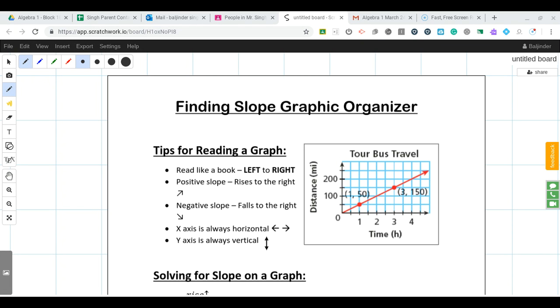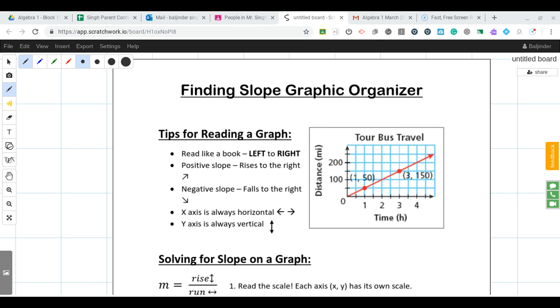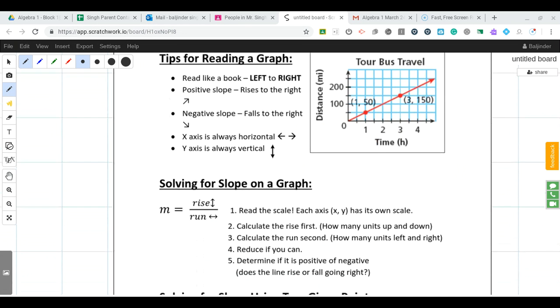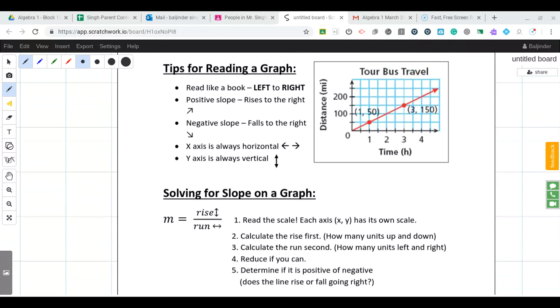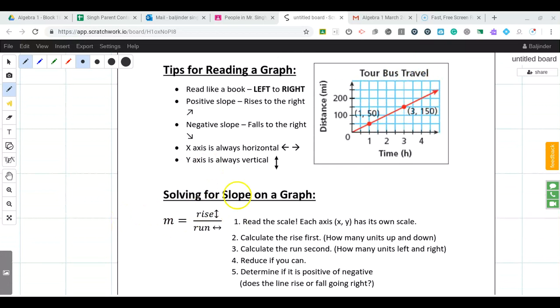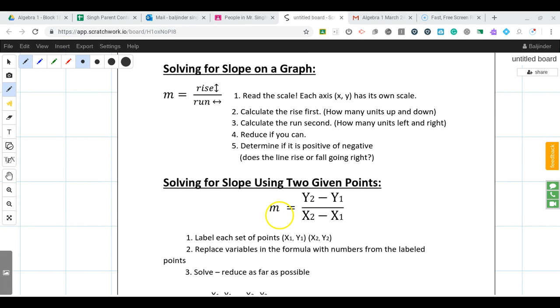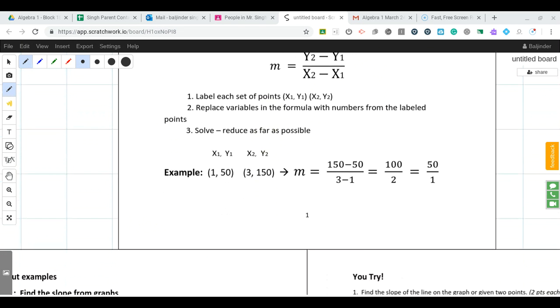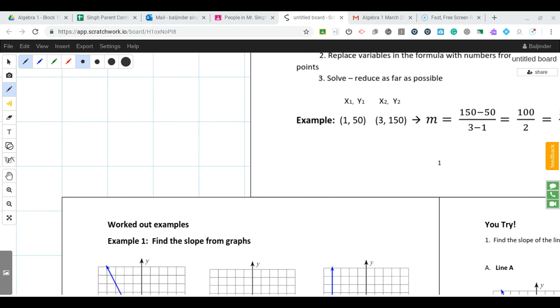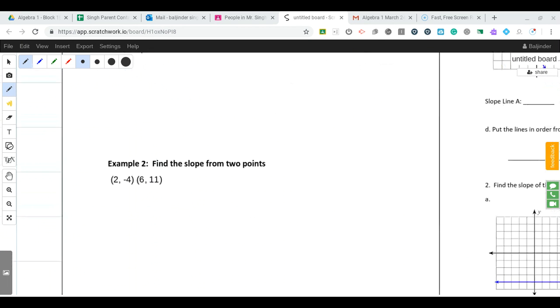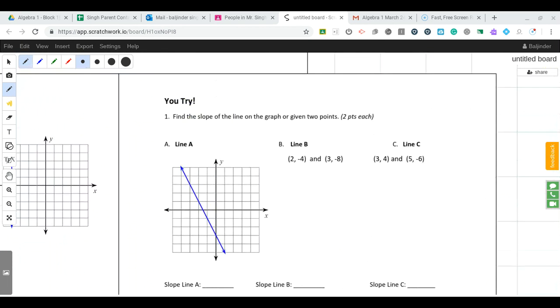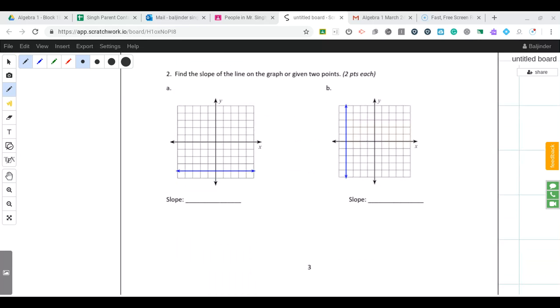Today we're going to just review how to find slope from a graph and from 2 points. I'm going to give you this graphic organizer. You might have seen this in class. It has some good information on finding slope using the rise over run from a graph or using the slope formula from 2 points. So I'm going to give you a couple of examples here to look at, and then you're going to try this last page on your own.